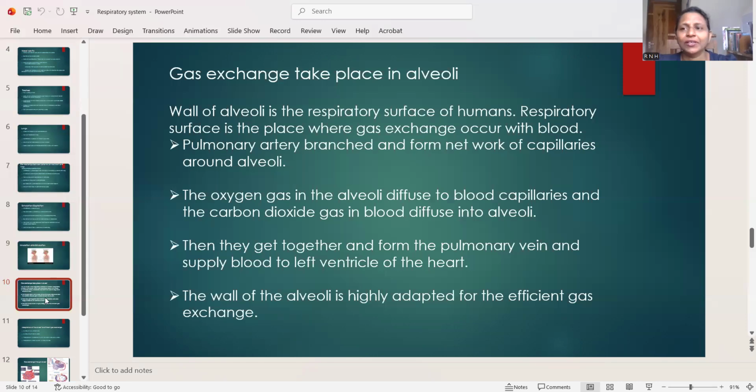Then we go on to talk about the second step of respiration, that is, gas exchange that takes place in the alveoli. So the wall of the alveoli is our respiratory surface. What is a respiratory surface? That is a place where gas exchange occurs with blood. In humans, it occurs in the wall of the alveoli. That's why we say the human respiratory surface is the wall of the alveoli.